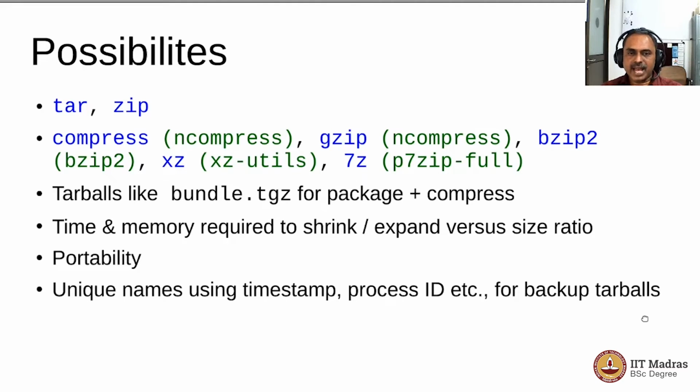Particularly if you have ASCII files, plain text files, they can be compressed to a very good ratio, almost like 1:10, if the file contains many repeating patterns.